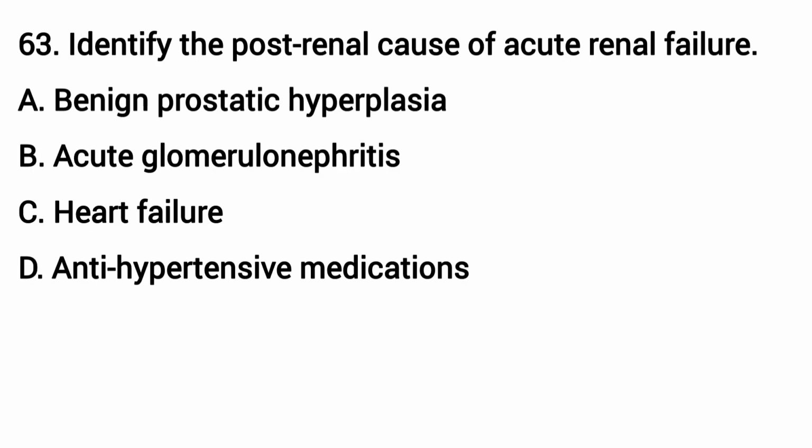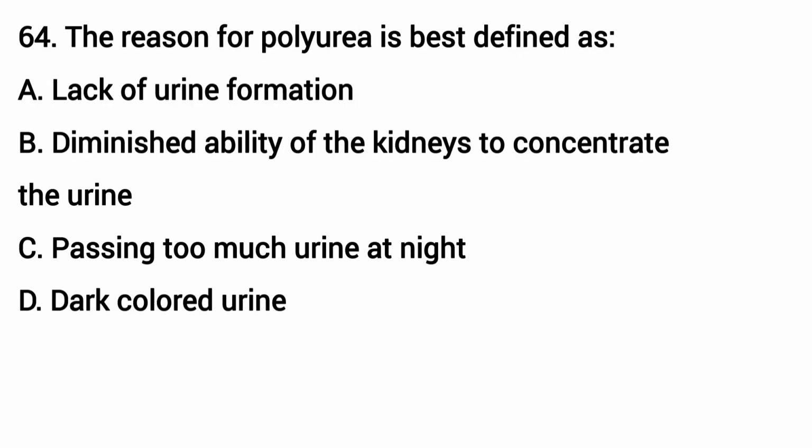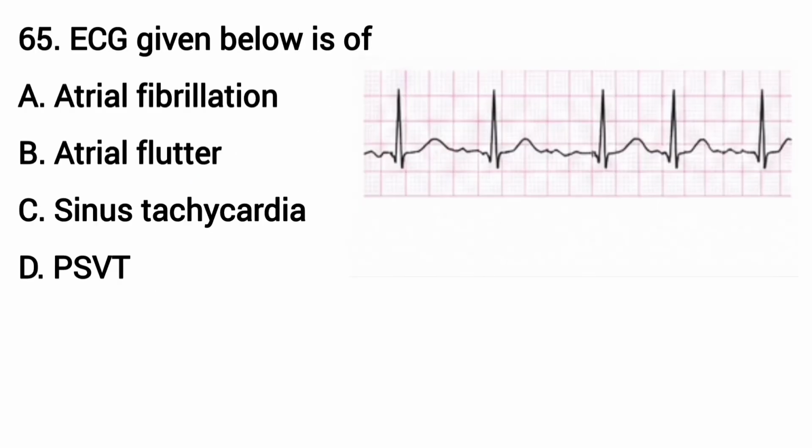Identify the post-renal cause of acute renal failure. The answer is A. Benign prostatic hyperplasia. The reason for polyuria is best defined as. The answer is B. Diminished ability of the kidneys to concentrate the urine. ECG given below is of. The answer is A. Atrial fibrillation.